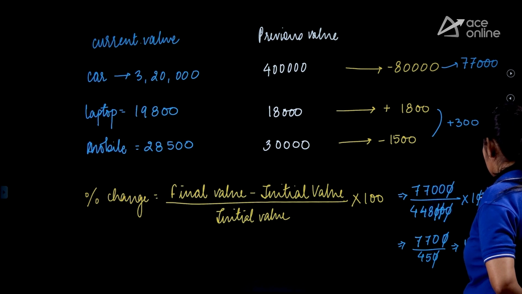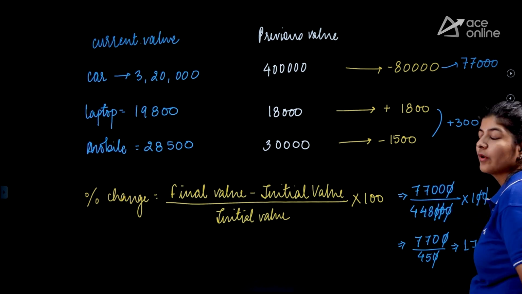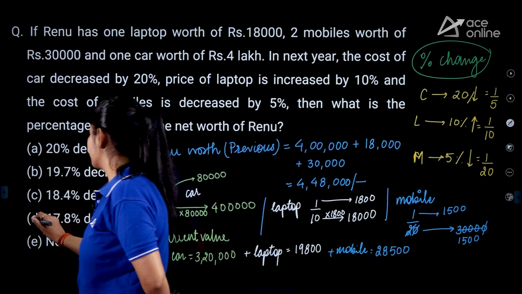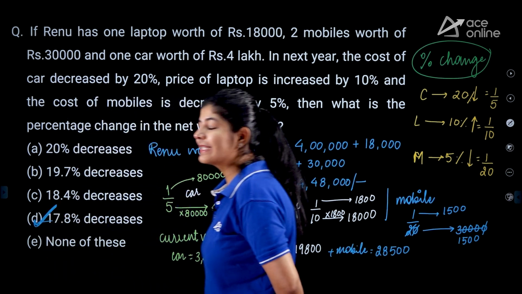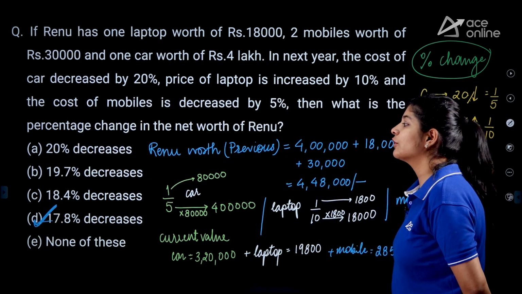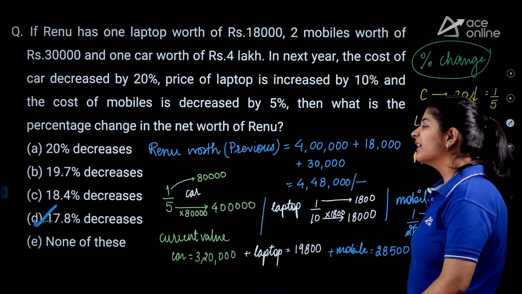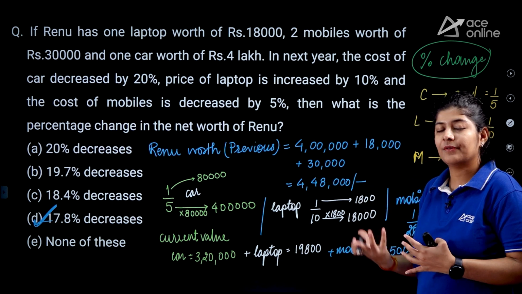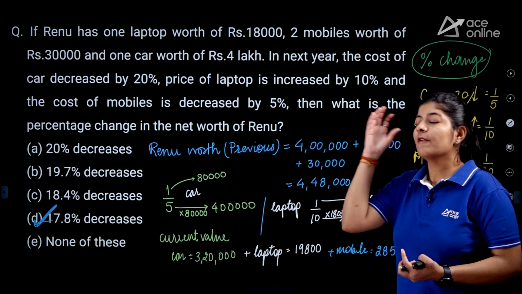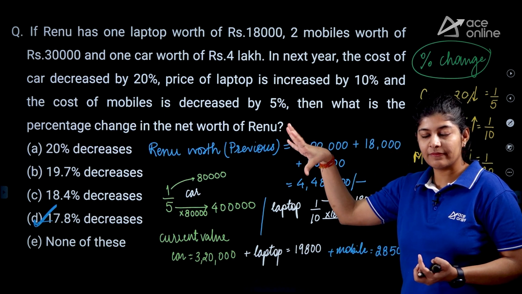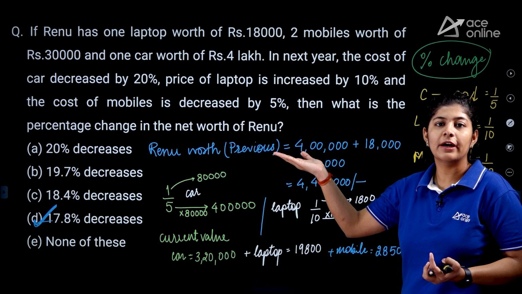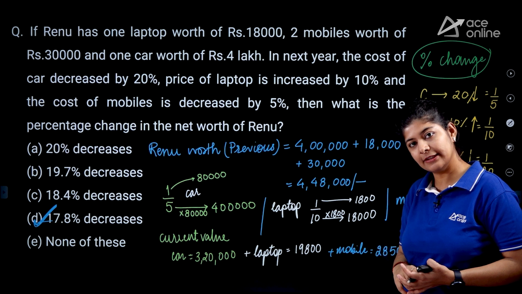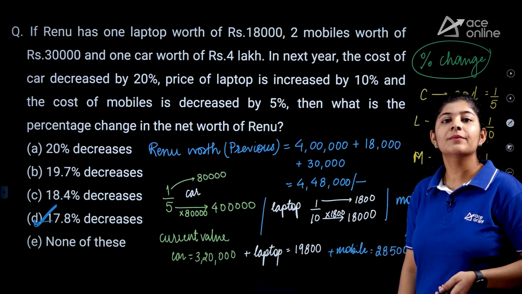This is something that we are having 17.6% decrement. Do we have that in our options, 17 point something? Yes, option number D is the correct one. Basically, here we are getting the decrement of 17.8. All we have to do is calculate the percentage change, which is a simple step: final value subtracted by the initial value, divided by the initial value, into 100. This is what we have to do to find the percentage change. Is it clear? Okay. Now the next one.